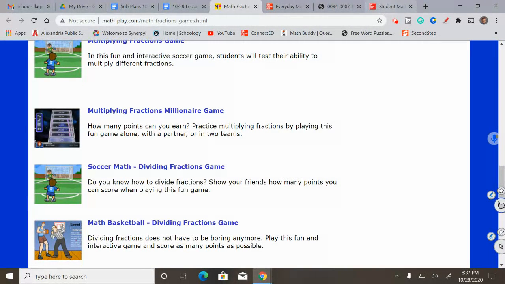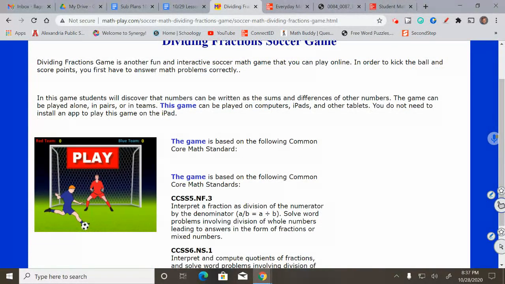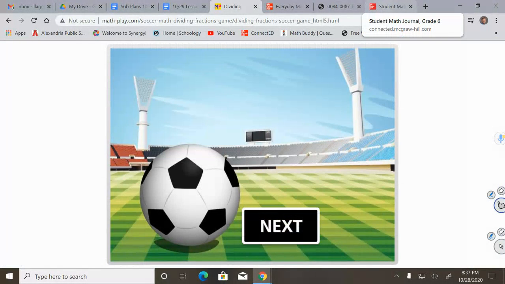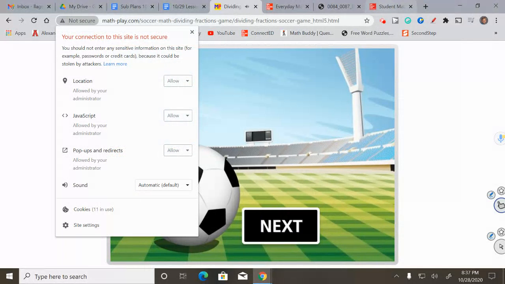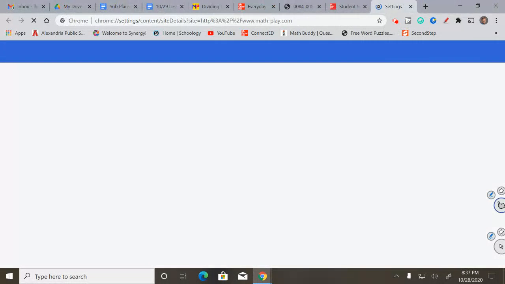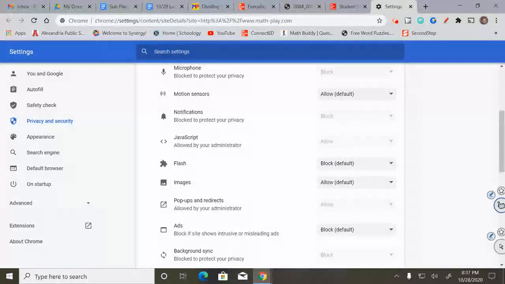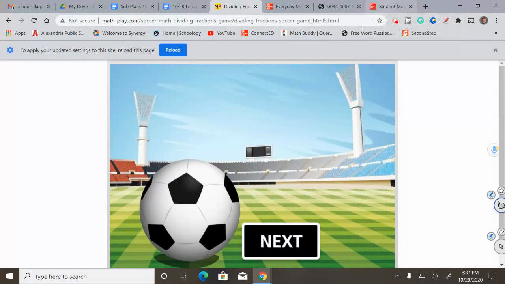But to get to one, I'm just going to pick this one here, the sucker one. I click on it, and then it'll have all this information to the right. You just have to click on it again, and now I can start playing that game. If you need to, sometimes you have to allow Java, or you have to go to your site settings and allow Flash. So I'll allow it there. That can help you with that too.